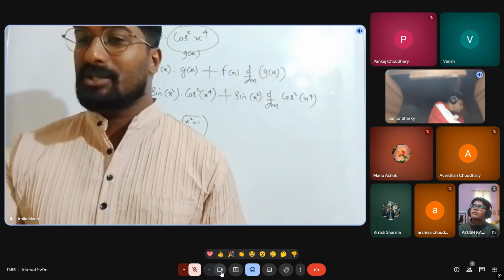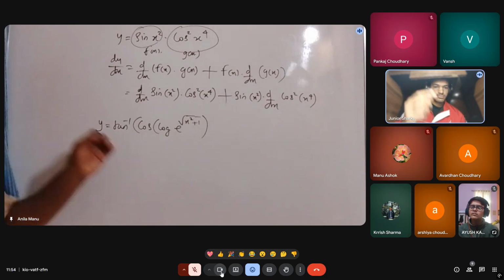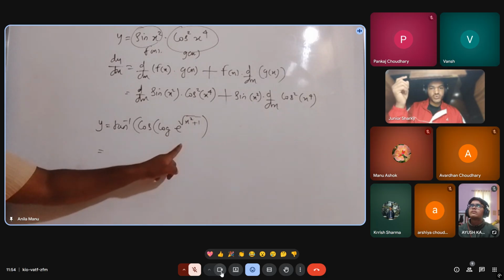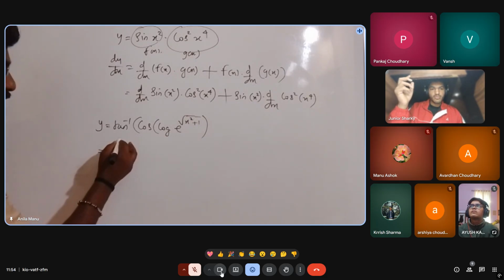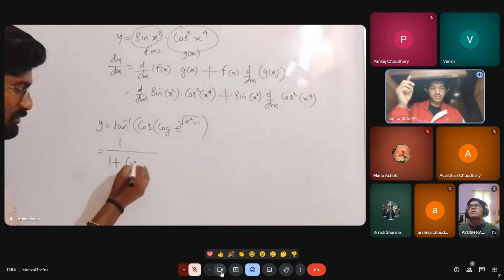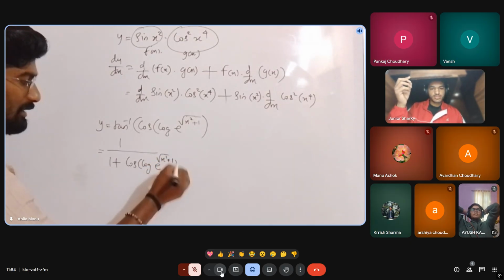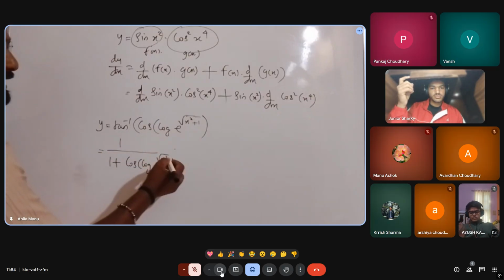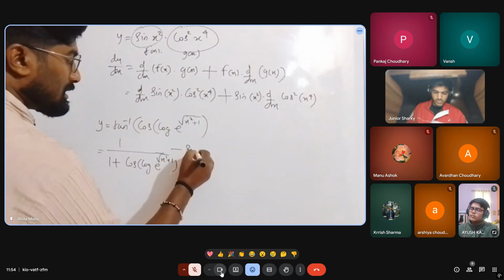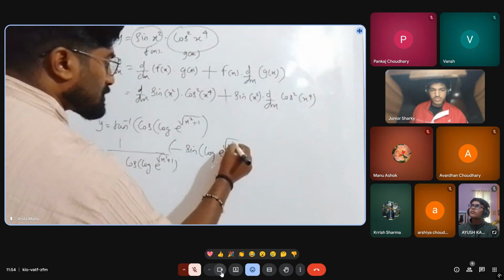The chain rule is very easy if you understood the thing. So how to write? See, very easy. Without simplifying, I am going to write this. First, the derivative of tan inverse of x. What is the derivative of tan inverse of x? 1 by 1 plus x square, right? So, cos of log of e raised to root x square plus 1. Then the next function cos, the derivative of cos x is minus sin x. So minus sine of log e raised to root x square plus 1.